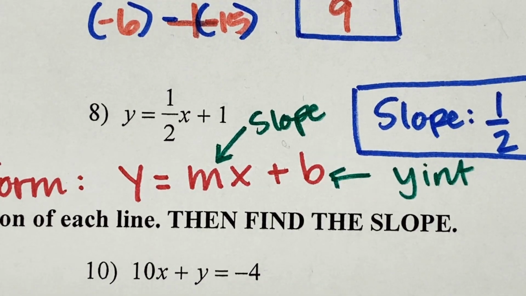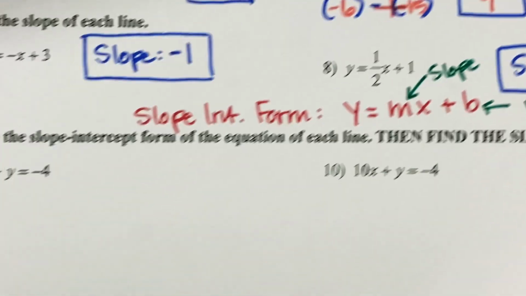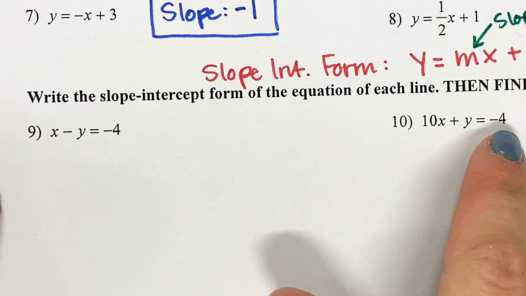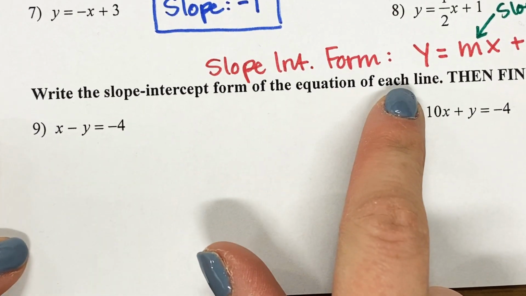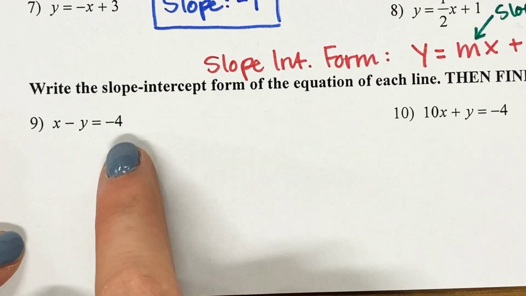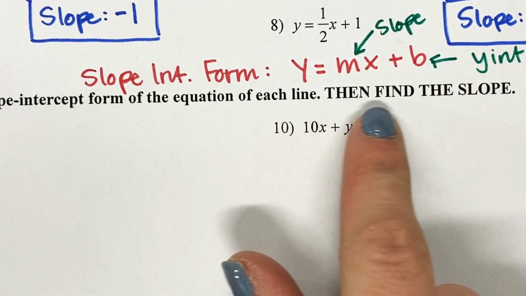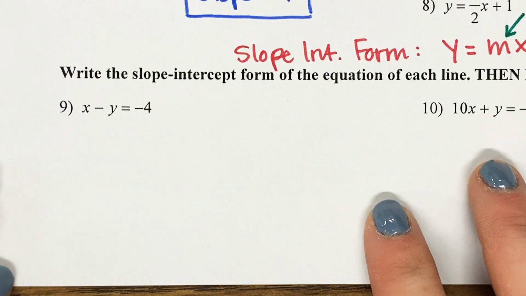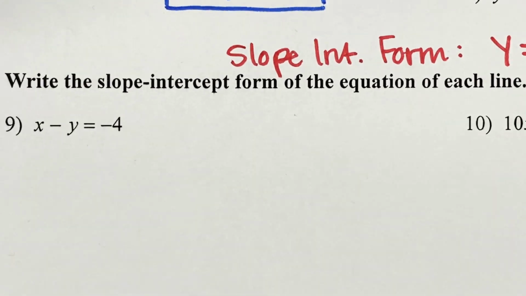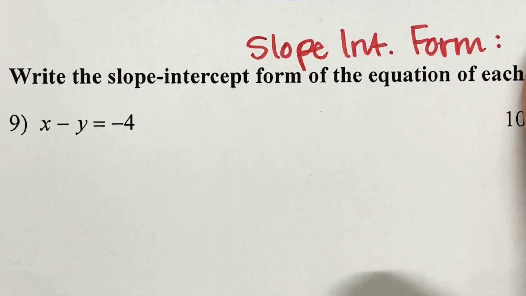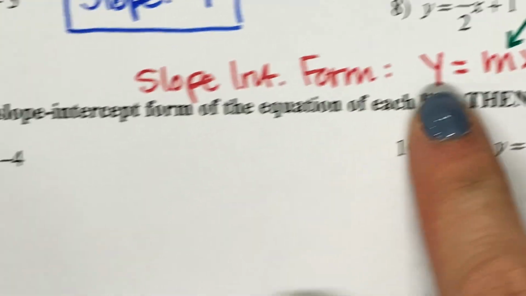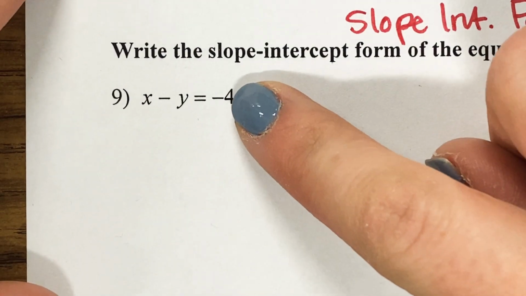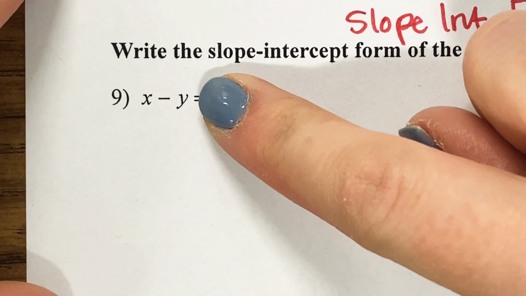Okay, 9 and 10. So these are linear equations, but they're not written in slope-intercept form. So what we're trying to do is rewrite them so that we can then find the slope. Okay, so let's look at number 9. If I want slope-intercept form, that means my y has to be by itself. We can ignore the negative 4. He's already over on that side.